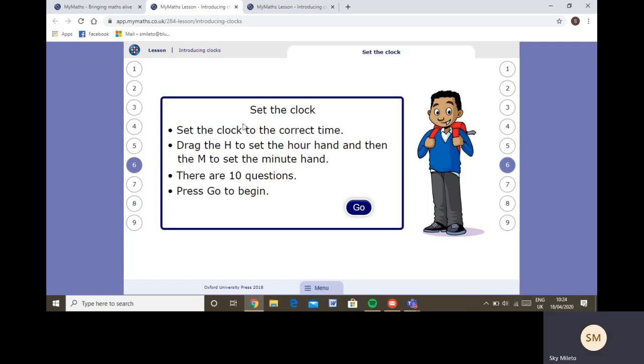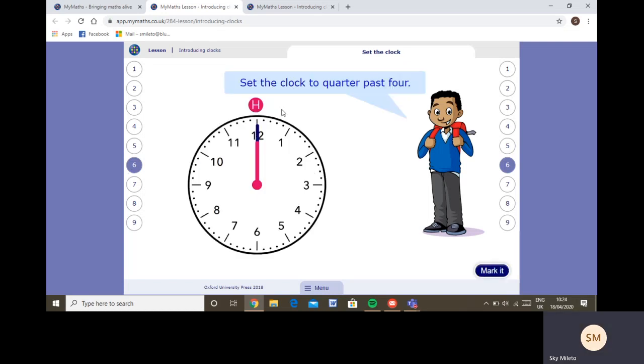Okay, so this one, there are 10 questions that you can do. You need to drag the hour and minute hand. So you can see here it's going around, okay? So I'm going to set the clock for 4:15. So I know that the hour hand needs to be between 3 and 4, and 4:15, we know the minute hand needs to be on the 3. Okay. Oh dear, I've got it wrong.